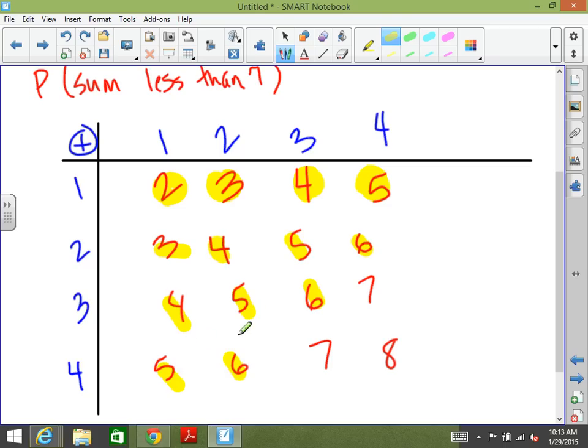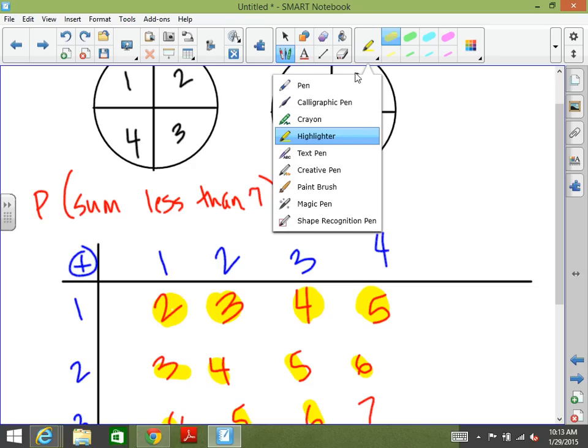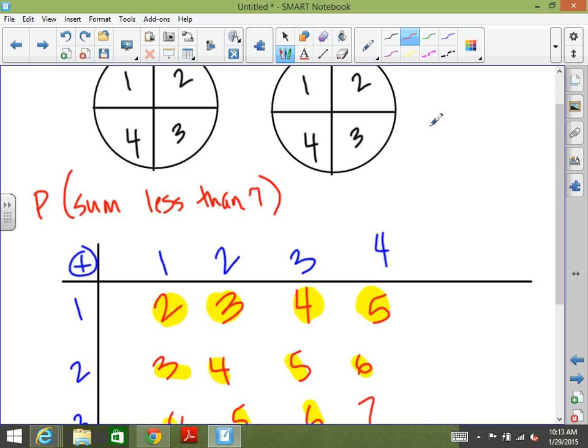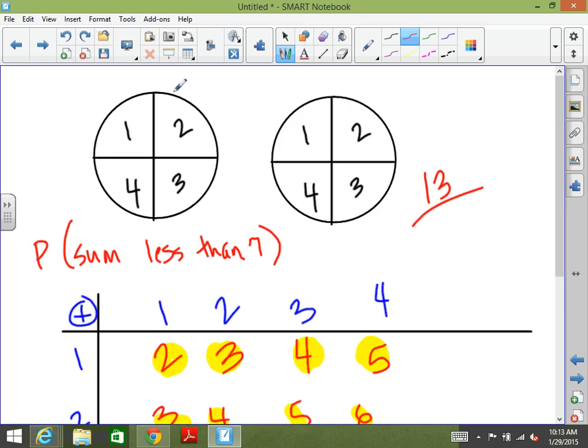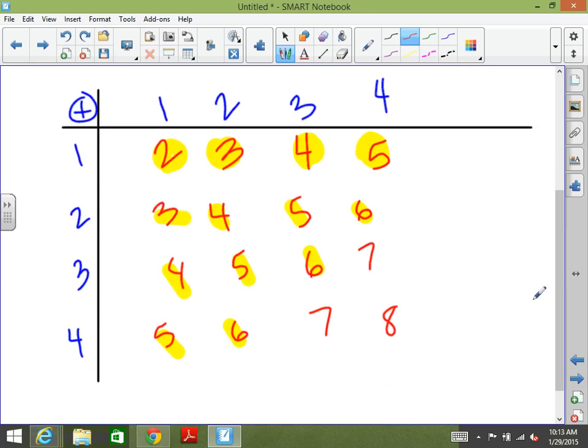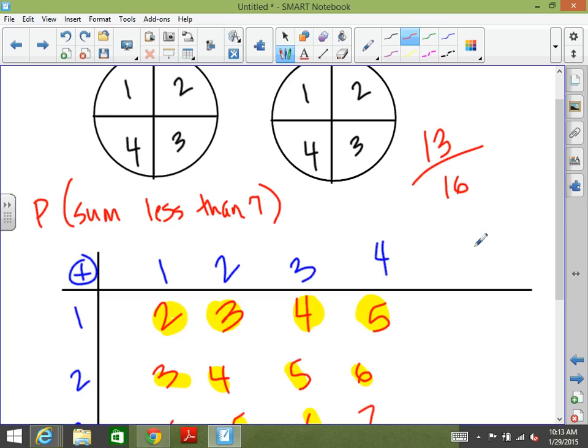Okay, how many are less than 7? 13 out of what? Because we do 4 outcomes here times 4 outcomes here gives us 16 for the bottom. And remember, I told you how you can count to find that bottom number too. So if you count, that would be 4, 8, 12, 13, 14, 15, 16 outcomes. That 16 comes from there too, if you count everything.